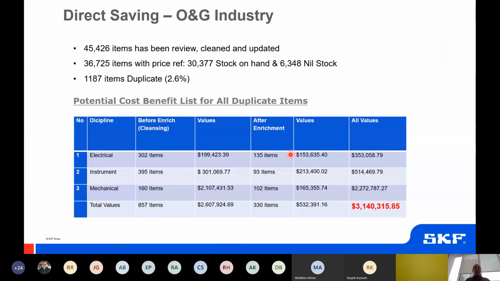And then this is the direct saving that we gain from 45,000 items being reviewed, cleaned, and updated, including the physical stock. And we take a picture of each item in the customer warehouse. So the benefit from all the duplicate items disclosed by the customer is $3 million.